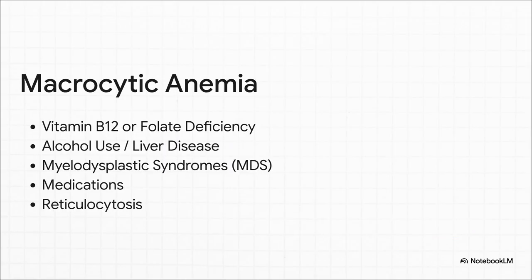Okay, so what if we go down the other path? What if the cells are big? We're talking an MCV over 100. Well, your whole thought process has to shift. Now we're thinking about issues with DNA synthesis. B12 and folate are the big ones here. But you also have to think about other things like alcohol use, liver disease, certain meds. Even a high retic count can do it, because those baby red cells are just naturally bigger.